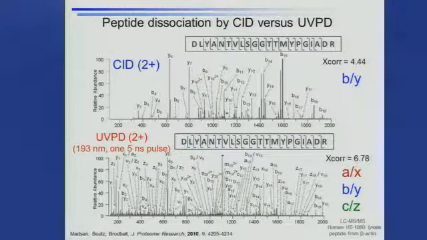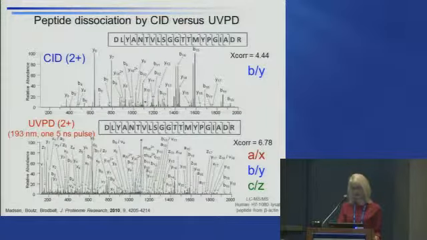This has very nice sequence coverage for this peptide, but if you look closely, all the ions are labeled with B and Y labels, which is very common for collision-activated dissociation. It works very well for peptides. The bottom one is a more congested spectrum because with UV photodissociation, in this case using 193 nanometer photons with a single 5 nanosecond pulse, we're generating AX, BY, and CZ ions. So clearly the mechanism for activation and fragmentation is quite different, and we've got a larger diversity of ions.